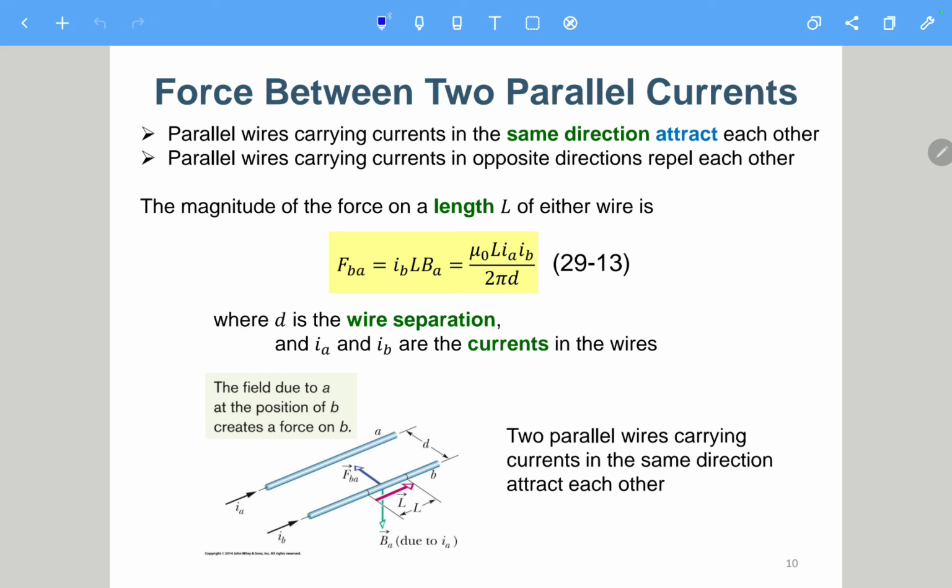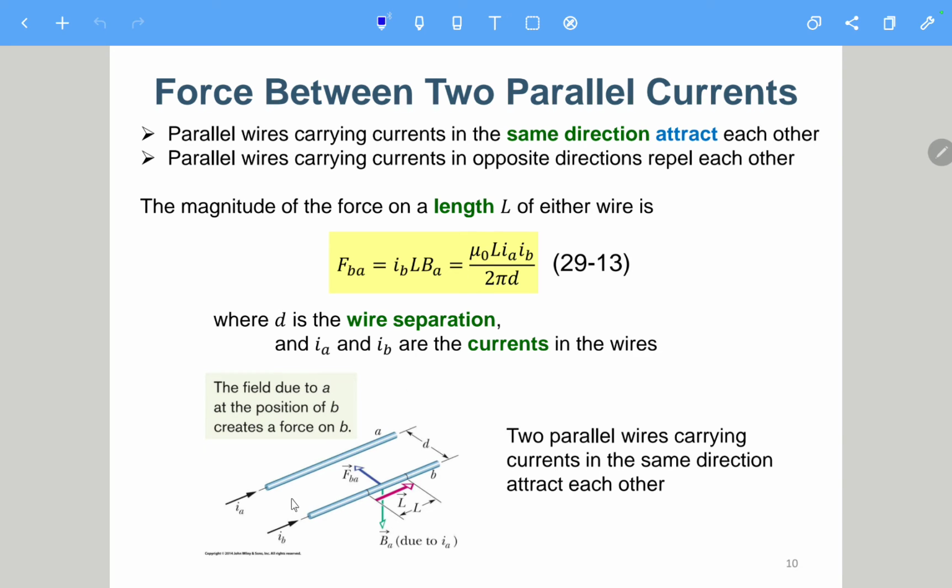Okay, so here we talk about the force between two parallel currents. There are two cases. The first case is parallel wires carrying current in the same direction attract each other, and then parallel wires carrying current in opposite directions repel each other. It's like same charge will repel each other, same polarity of charge will repel each other, and opposite polarity of charge will attract each other. But here, same direction attract each other, and opposite direction repel each other. So let's see why it will be like that.